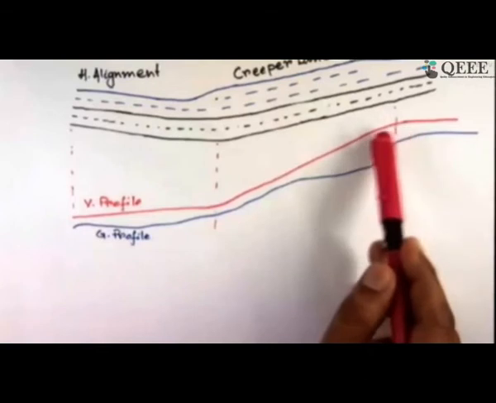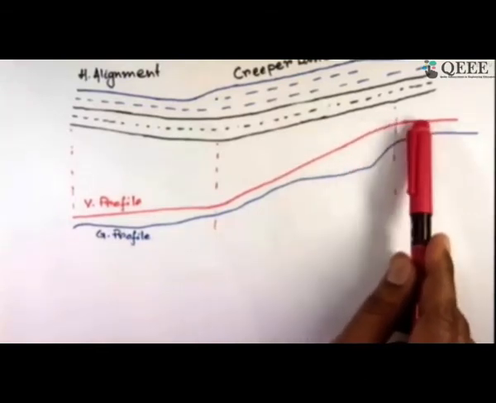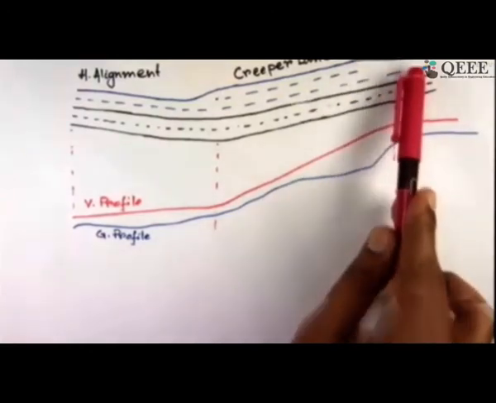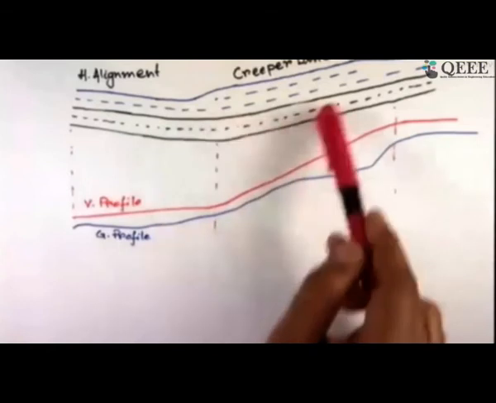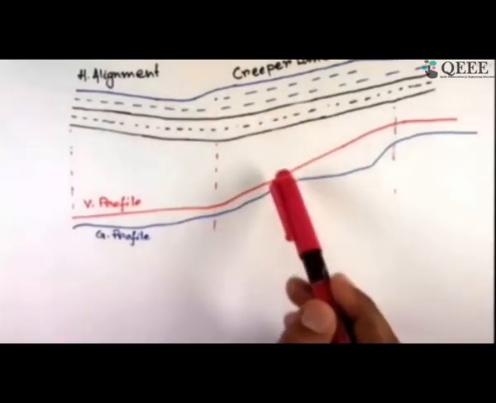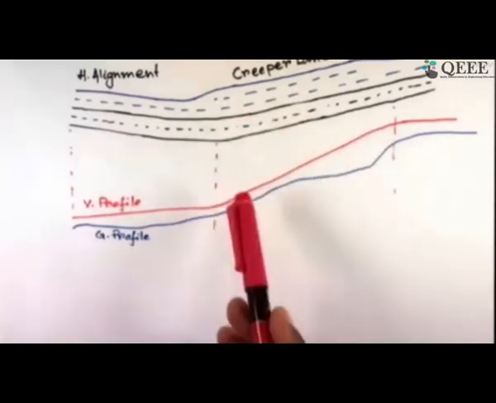And as the grade comes back to normal after this point, the creeper lane goes, and now it is back to 2 lanes. The other direction, the black part, is the other direction, and we don't need a creeper lane because it is going downhill. So this is how it is going to look.